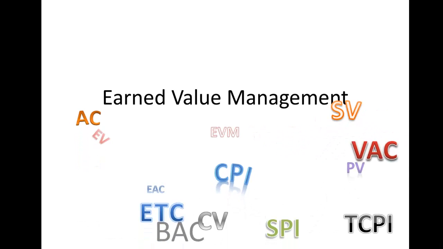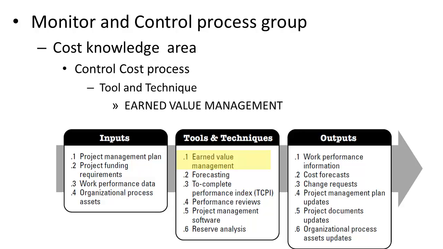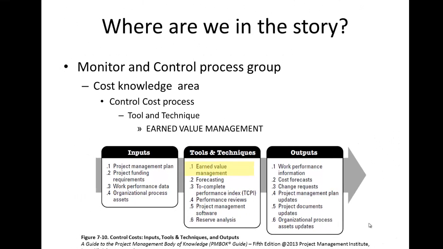Earned value management. Let's have a look. So where are we in this story? Monitor and control process group. Cost knowledge area. Cost control process. And in the cost control process, the very first tool listed is earned value management. The reason it's listed first, I suspect, is because it actually feeds the second one, forecasting, and the third, to complete performance index, and the fourth, performance reviews.